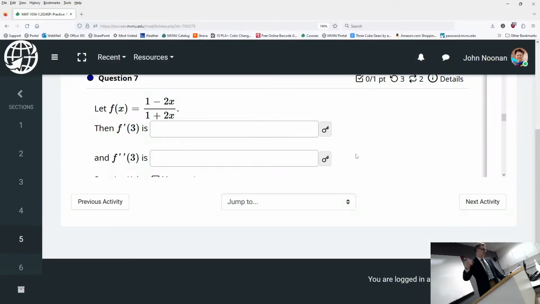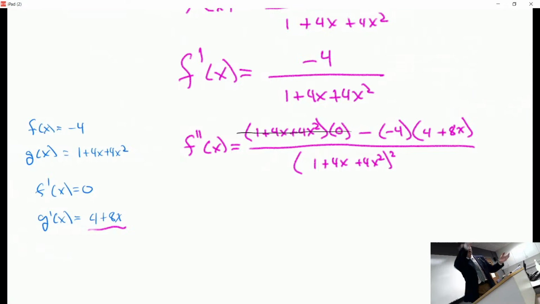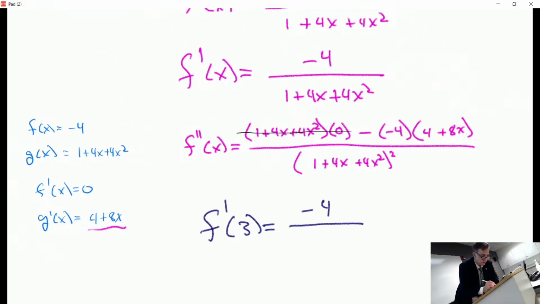Now the rest of this you know how to do. You're just going to plug in the number 3, or whatever number you have. So let's do that here. So we got f prime of 3 is negative 4 over 1 plus 12 plus 36, which is negative 4 over 37, 47, 49. How's that?